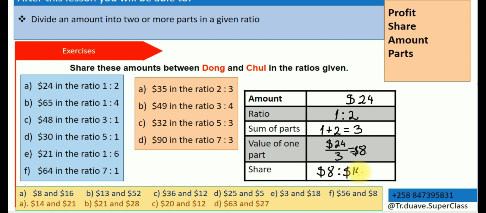Let me write it better. $16. And when you add these two numbers together, the result is going to be 24, which is the shared amount. That's it. So you can work out the other exercises to understand it better, and confirm the results here. For line A, we got 8 and 16, and here are the $8 and $16.